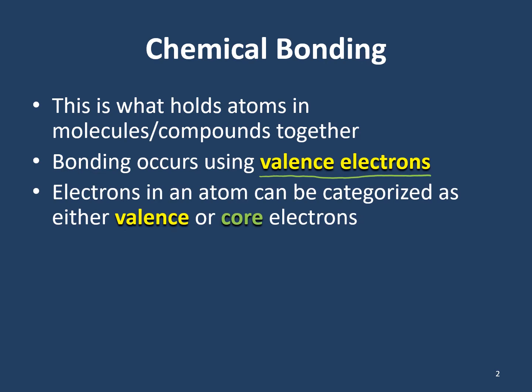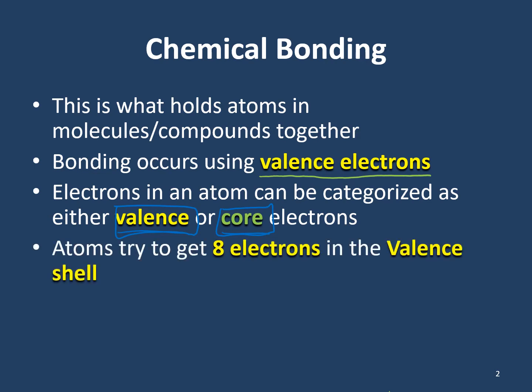So electrons in an atom can be categorized as either valence or core. The valence electrons are the outermost electrons in the atom, and the core electrons are anything that aren't a valence electron. Atoms are always trying to get 8 valence electrons in their structure. That's kind of the magic number. It's what noble gases have, which is why it's a very stable configuration. So that's why typically atoms bond together, so that they can get 8 valence electrons.